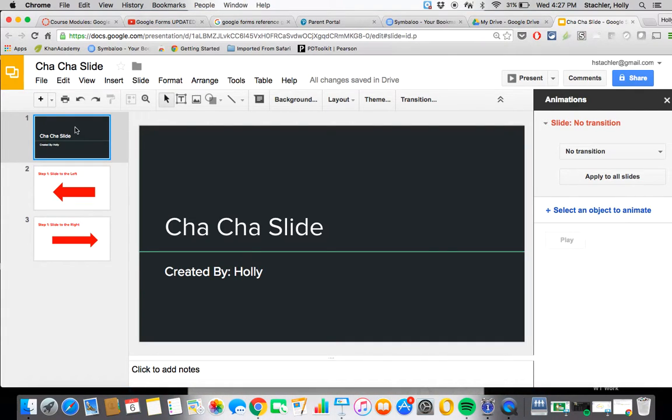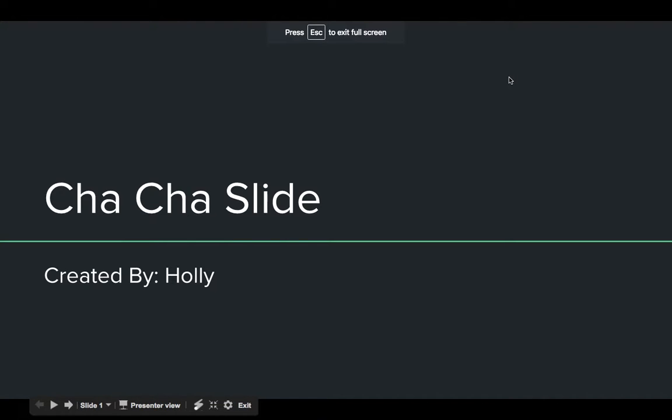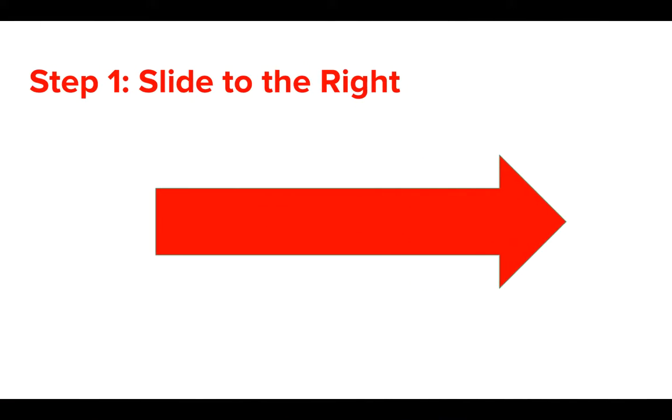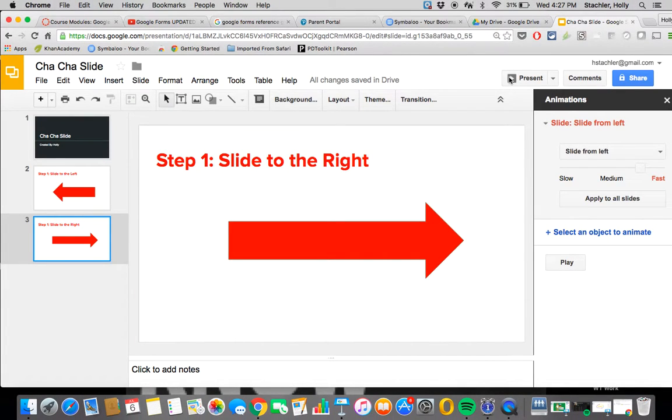And when I go back up to my first slide, I can check it all out by hitting this present button. You'll see now I'm in presentation mode, so there would be my title slide. Slide to the left, coming in, slide to the right. And that's the end of the presentation that I have so far.